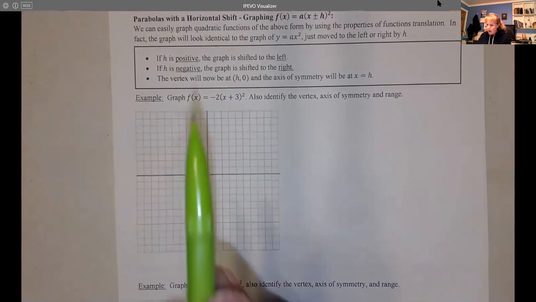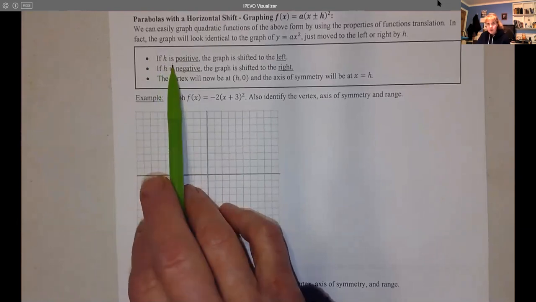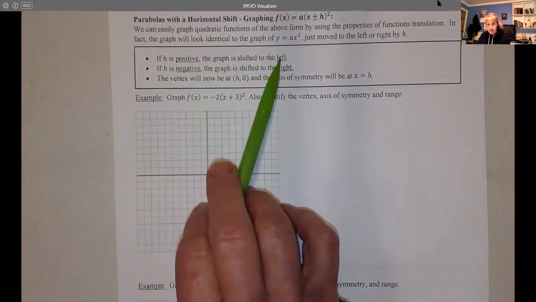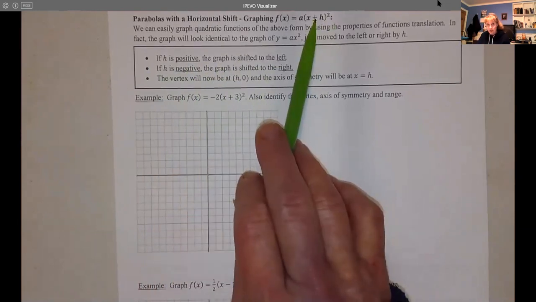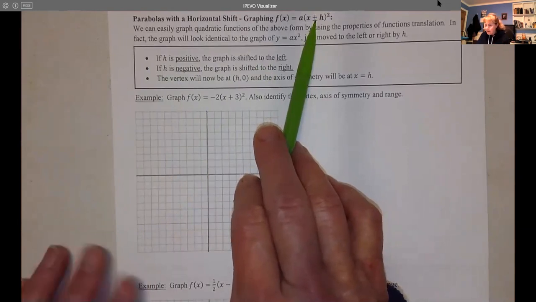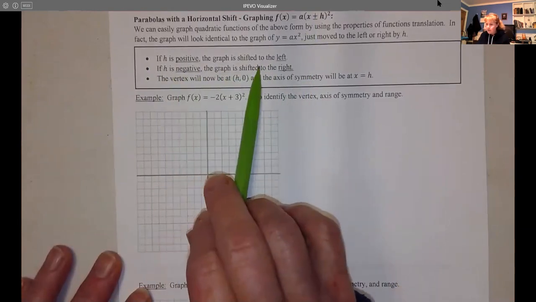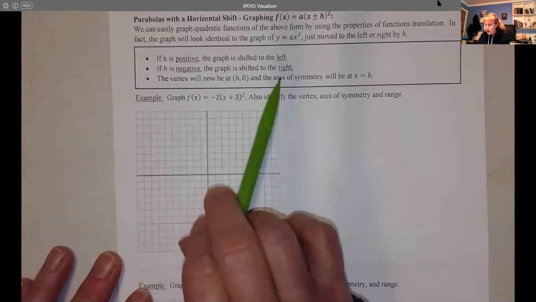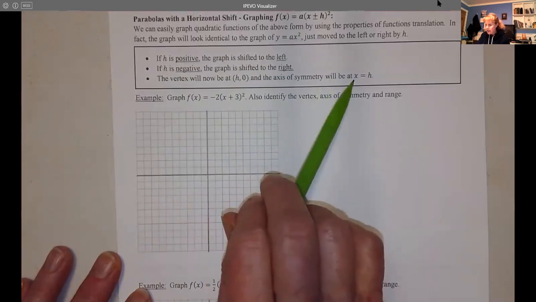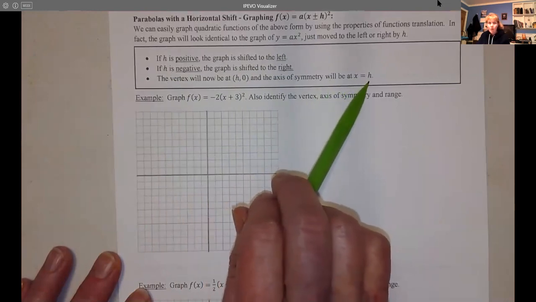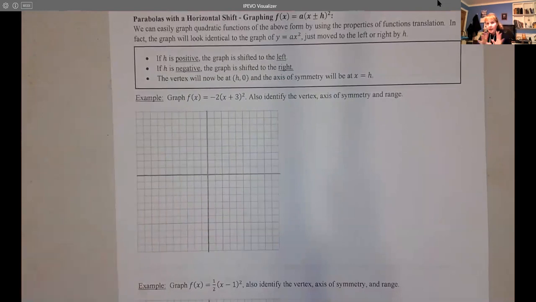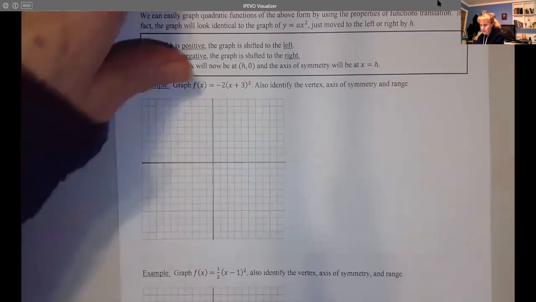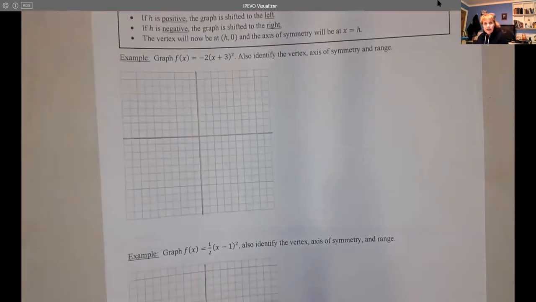And again, here it's just kind of some instructions. If h is positive, then you shift it to the left. If the number inside the parentheses is positive, you go to the left, it's opposite. If it's a negative, then you shift it to the right. Okay. And the vertex helps you find the axis of symmetry. It's just x equals whatever the x coordinate of your vertex is. Okay, let's graph these. I don't want to spend too much time because you're not going to be graphing them by hand. You're going to be using my math lab, but just kind of get the basic shape.